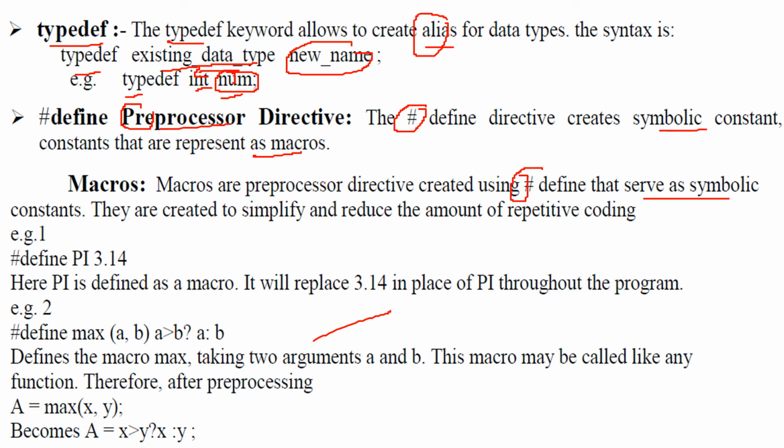The way you write them, it's something like this: define PI 3.14. So PI is what? This is a macro, and it will replace 3.14 throughout the program. Wherever it finds capital PI, it will replace it with 3.14.